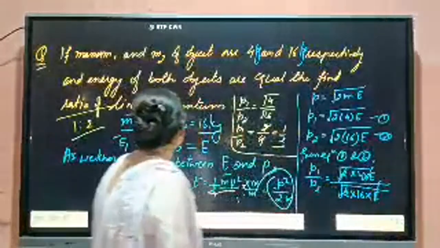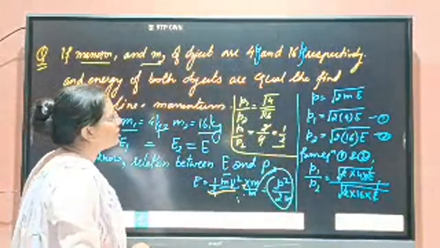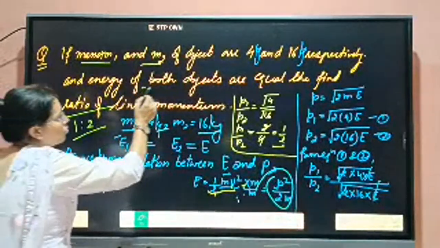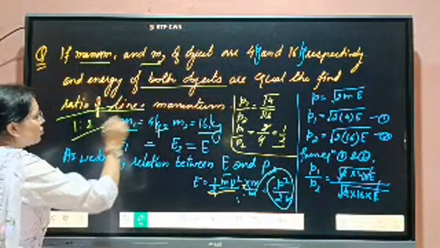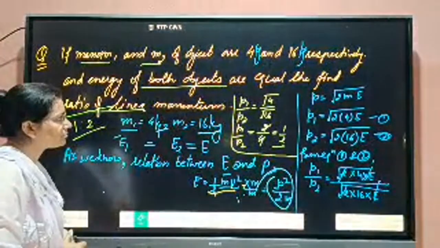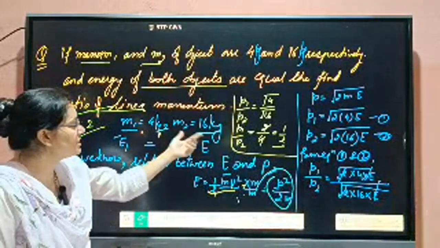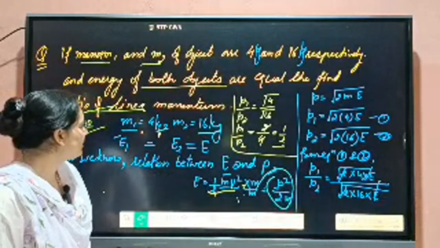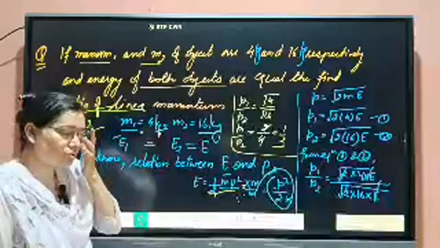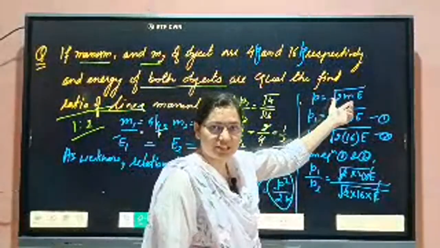Okay, so the next question: if masses m1 and m2 of the objects are 4 kg and 16 kg respectively, and the energy of both objects is equal, find the ratio of the linear momentum. We have to find the ratio of linear momentum. In the question two masses are given, 4 kg and 16 kg, and the energies are equal, so we have to find the relation between them. First we should know the relation between momentum and energy.